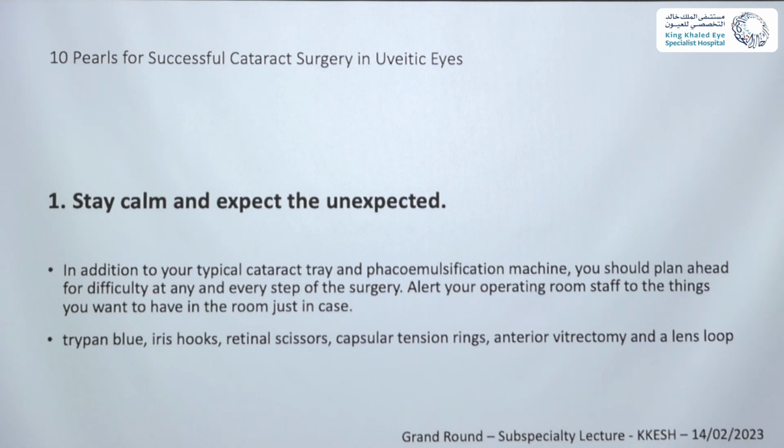So you have to expect everything: expect aphakia, expect vitreous loss, expect also to have large iris tears and iridodialysis, because their iris is usually not in a good and healthy situation. So you have to make sure that you have all the tools for your battle. Try something simple like trypan blue, make sure it's already there, iris hooks, retinal scissors, capsular tension ring, and sometimes even we have to do anterior vitrectomy because some of the eyes are not ready to accommodate a lens because of risk, for example, of PCO.